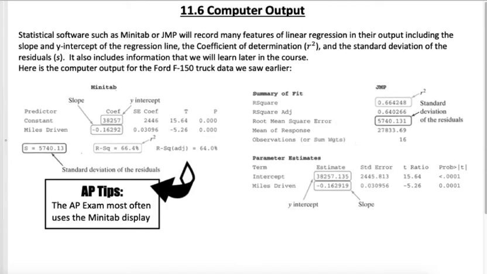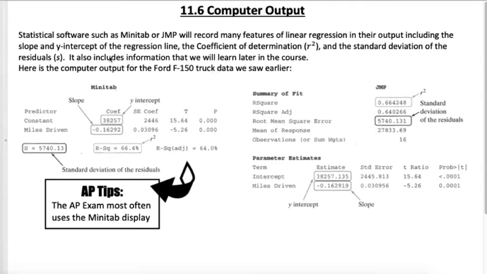Statistical software such as Minitab or JMP will record many features of linear regression in their output, including the slope and y-intercept of the regression line, the coefficient of determination, which is our R squared, and the standard deviation of the residuals, S. It also includes some information that we'll learn later in the course, that is our t values and our p values. That comes back from unit 3 in our book, and unit 11 at the end here.